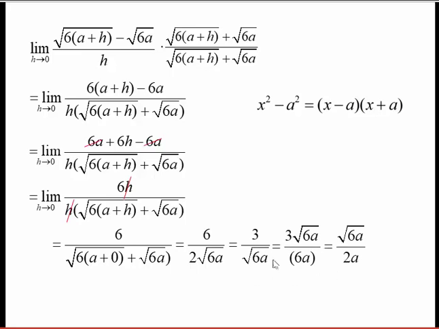So when you multiply by radical 6a, the radical will be removed, and now you can divide this by 3, you get 2a. So your answer will be radical 6a over 2a, and we are done.